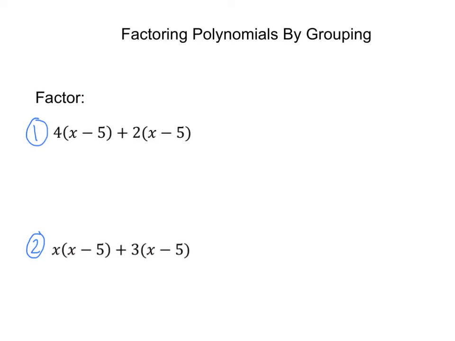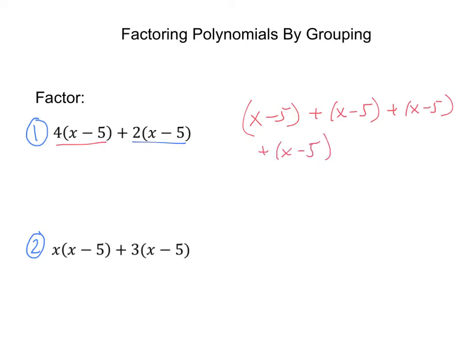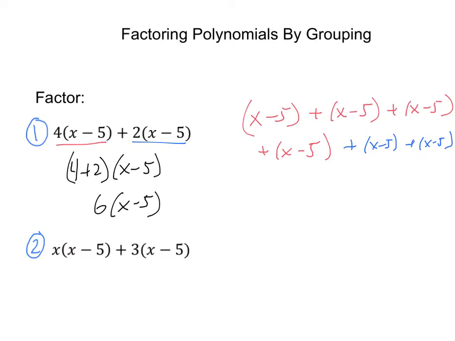If I were to write that out real fast, we can see this as 4 groups of x minus 5, kind of like this: x minus 5 plus x minus 5 plus x minus 5 plus another x minus 5. And then I can add 2 more groups of x minus 5, plus x minus 5 plus x minus 5. So that would be a total of 6 groups, or we could say 4 plus 2 groups of x minus 5. So right here we've rewritten it as a multiplication problem.